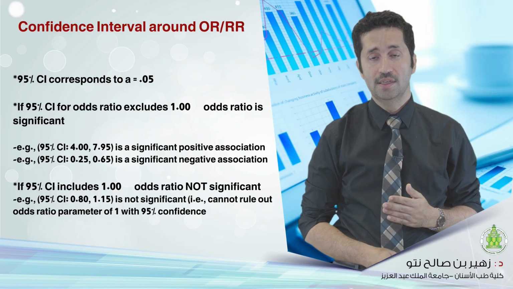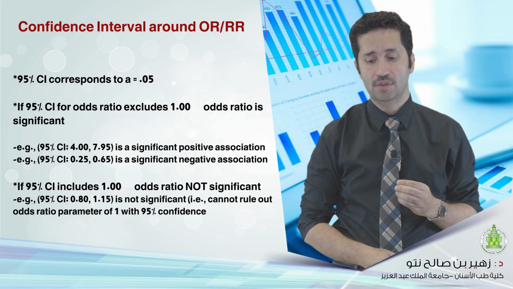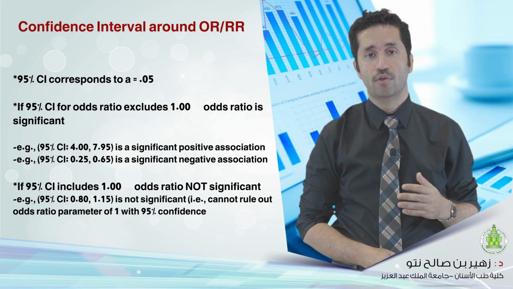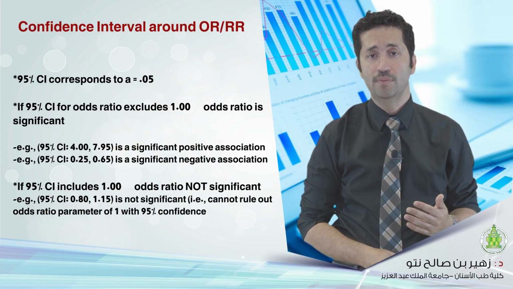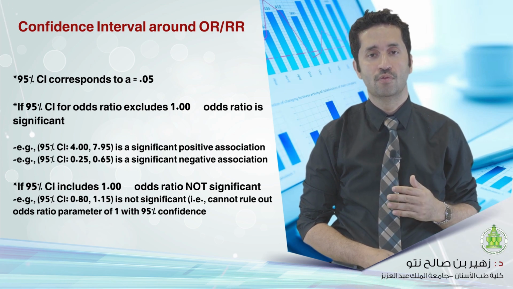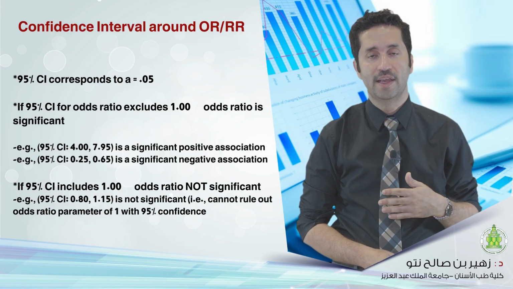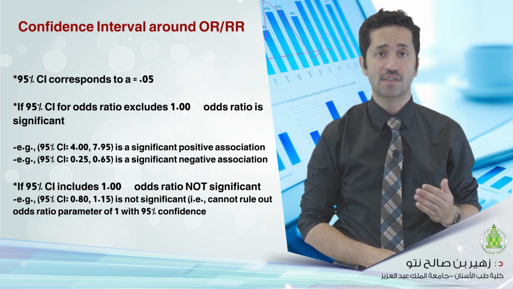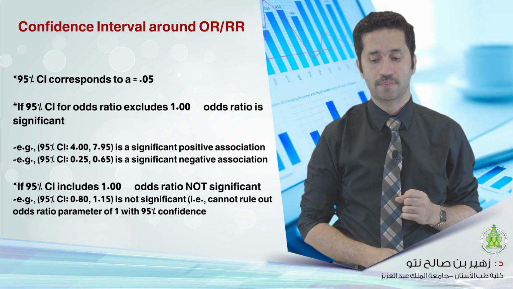If we look at the second example, the confidence interval ranges between 0.25 and 0.65. We're going to see the first group is lower than the second group. So every time we repeat this study, the first group is going to be lower than the second group by 0.25, by 0.27, by 0.38, and so on. So this result is again statistically significant because it did not include 1.